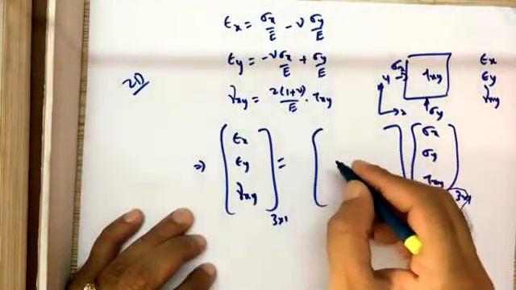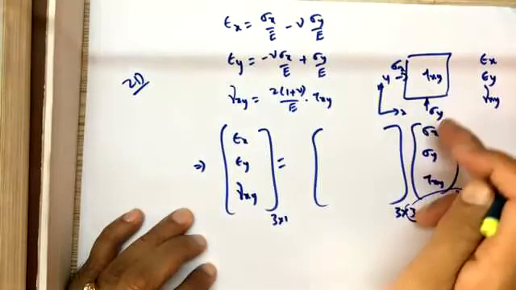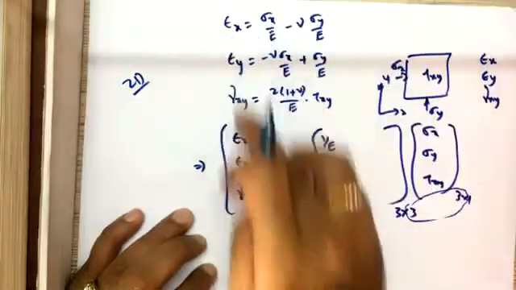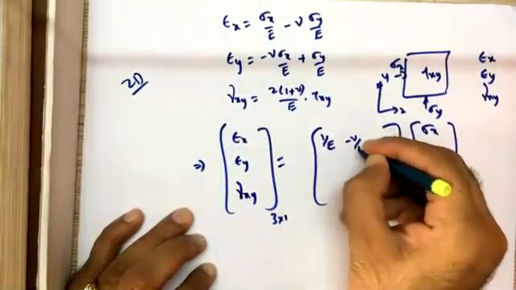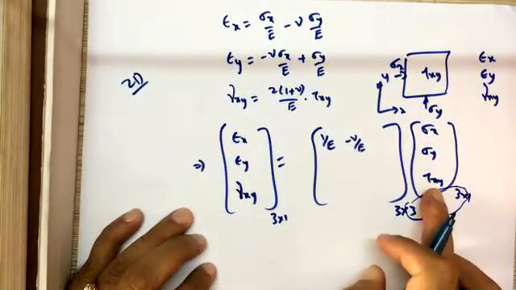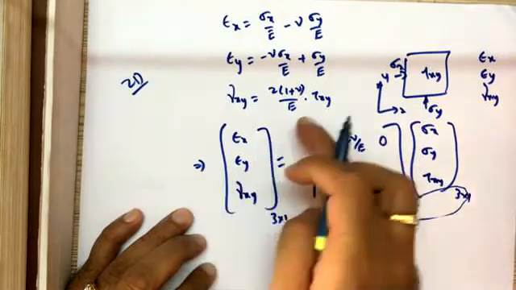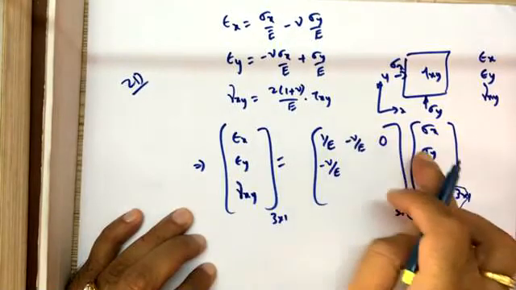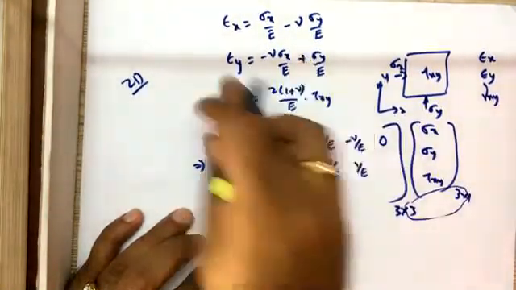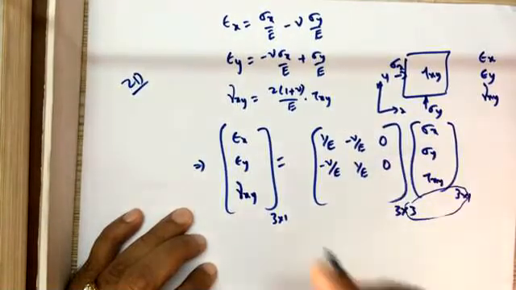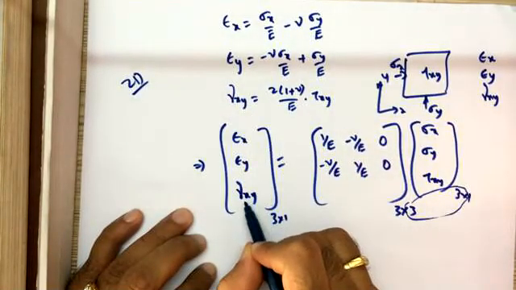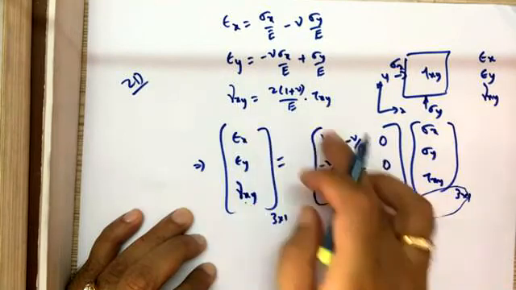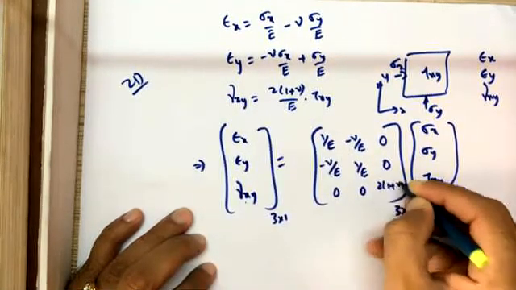So what would this matrix be? In epsilon x, what is the coefficient of sigma x? 1 by E. The coefficient of sigma y? Minus nu by E. There is no tau xy term in epsilon x, so 0. Similarly, in epsilon y, the coefficient of sigma x is minus nu by E, and the coefficient of sigma y is 1 by E. There is no tau xy in epsilon y, so 0. In gamma xy, there is no sigma x and sigma y, so 0, 0. The coefficient of tau xy in gamma xy is 2 into 1 plus nu by E.